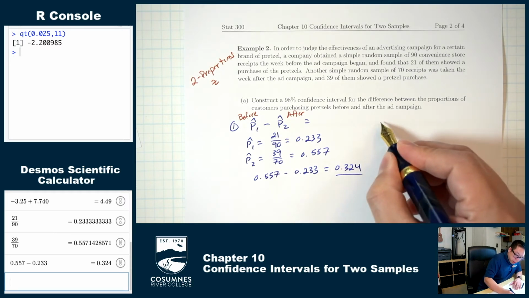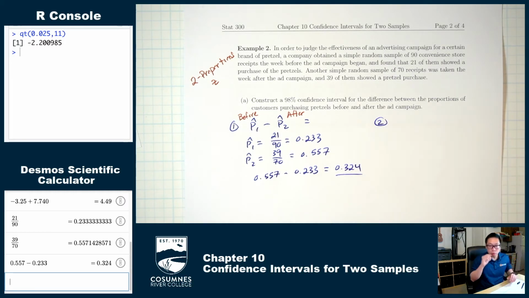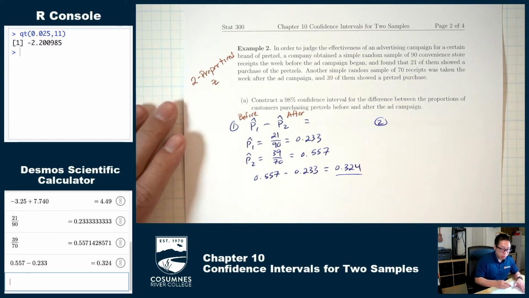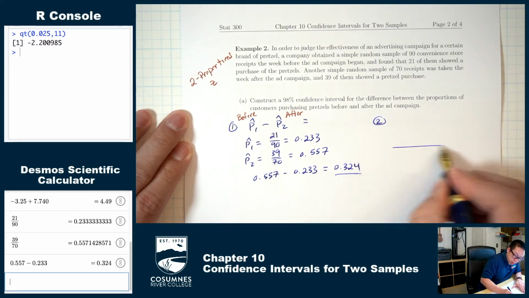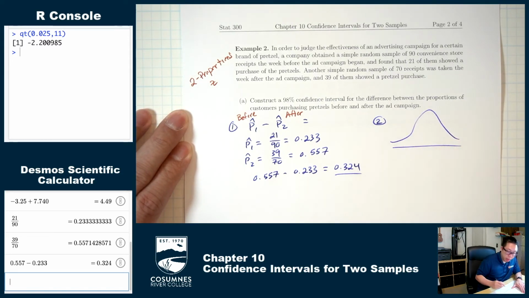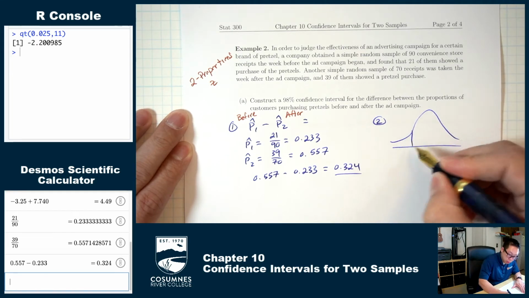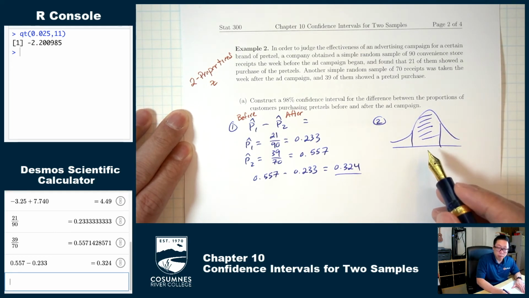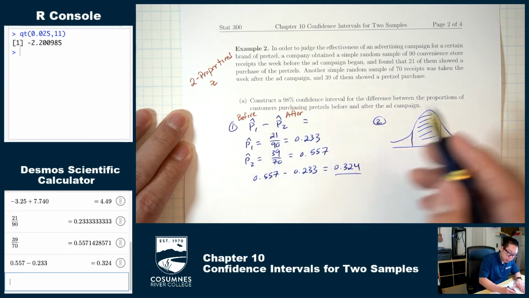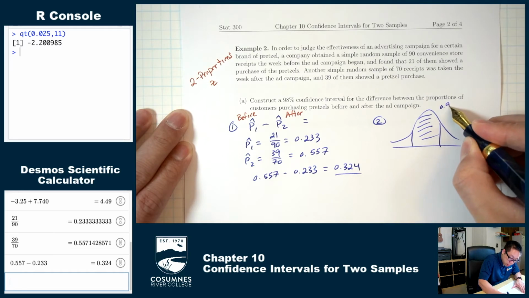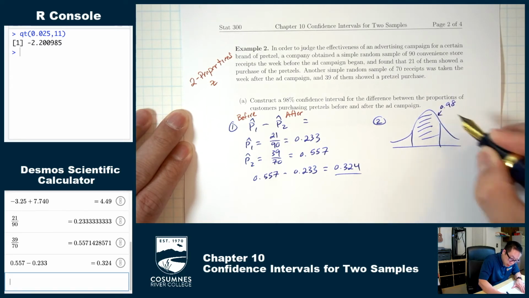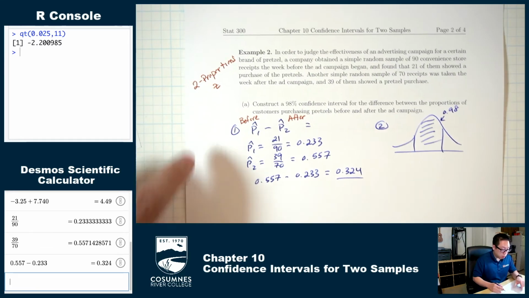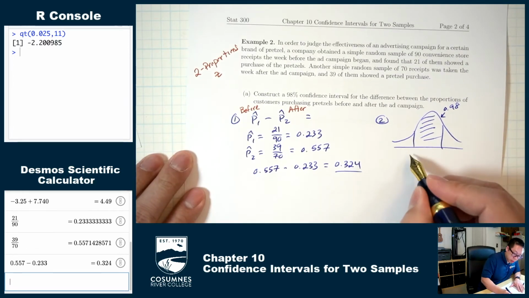Now, step 2 is to find a critical value, Z star or T star. Critical value always has to do with this picture. For confidence intervals, it's always shaded in the middle, and the area in the middle is the confidence level. Our confidence level here is 98% confidence. That's the area in the middle, 0.98. And we're talking about Z's here, so we're looking for Z stars.